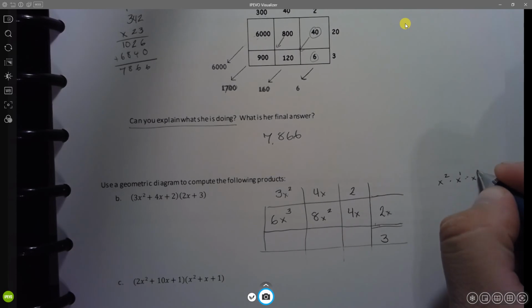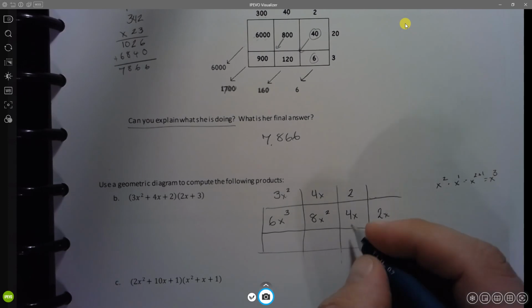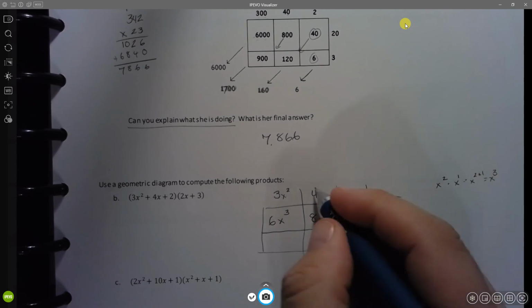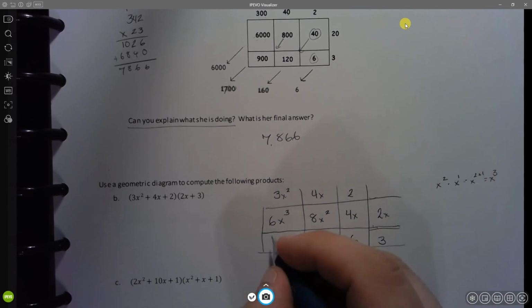So this is x squared plus 1, which is x cubed. Okay? Then we continue on. 3 times 2 is 6. 3 times 4 is 12. Bring down the x. 3 times 3 is 9.